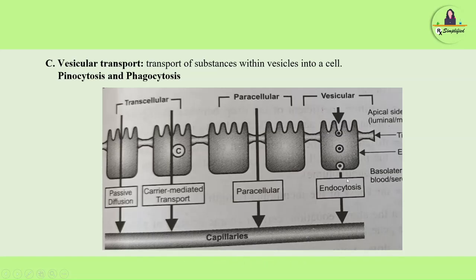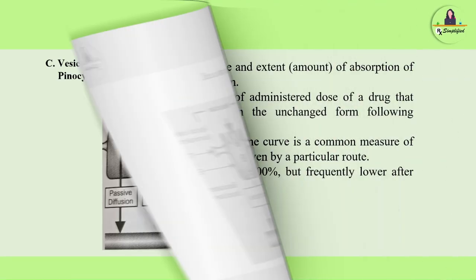And the third pathway of drug absorption is the vesicular transport. Drug is transferred with the help of a vesicle. In that case, the terms phagocytosis and pinocytosis come in. Phagocytosis means cells are eating, meaning any solid drug is transferred by this vesicle, and pinocytosis means cells are drinking, meaning liquid drug is transferred by the vesicle.